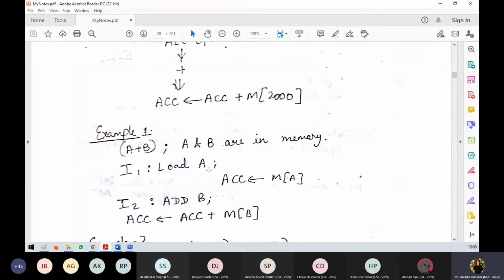Yes, good. So once the value is loaded in the accumulator, now you know one of the operands is with us. So suppose you have 20 with you or 01, that is 1 with you, then you need to add the second one.